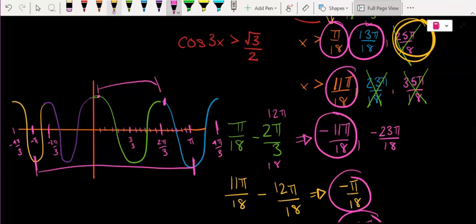Now let's look at this one over here. If I'm going to do negative pi over 18, that's going to be right here. So look at this. Once I found my 2 spots on one period of the graph, I now know where they're at every time.